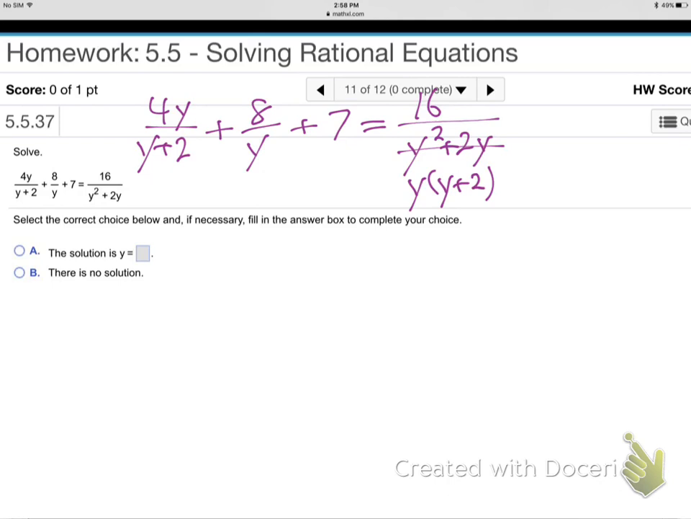Oh, you gotta take out a y. Good. So what's the LCD? y and y plus 2, huh? The 7's not a denominator, you know. So the LCD is just y and y plus 2.